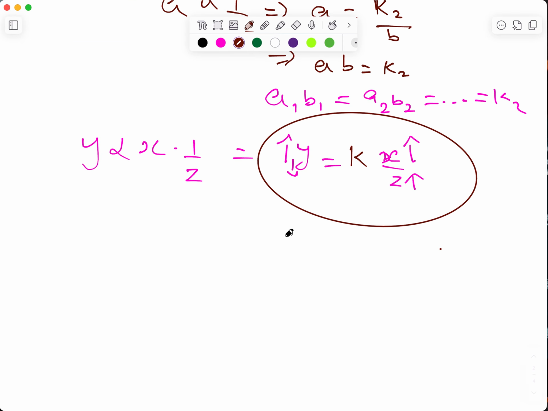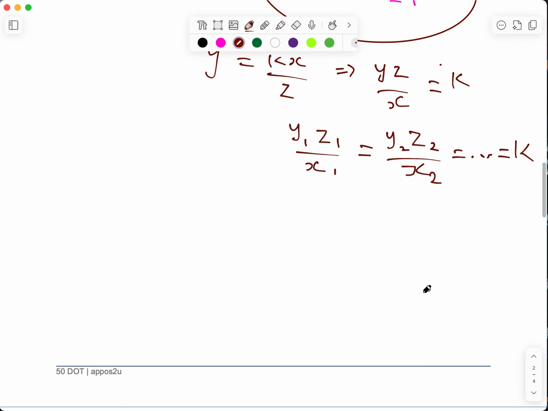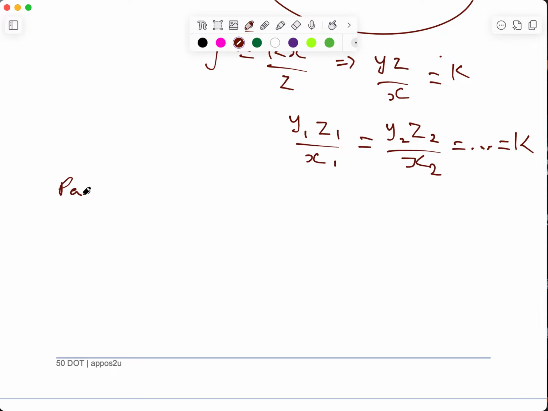So in this case, with this constant of proportionality, you can make it the subject. So y equals kx divided by z. If you isolate k, that implies that yz over x equals k. So similarly, you can say that y1 z1 divided by x1 equals y2 z2 divided by x2. For any arbitrary y, z, and x that you pick, their ratio in this manner will always be equal to the constant k. And the last one is partial variation.